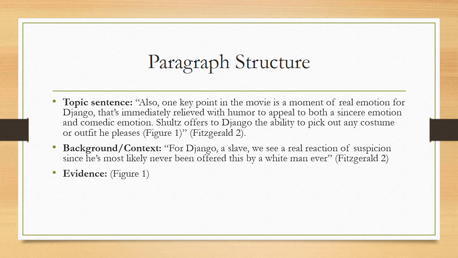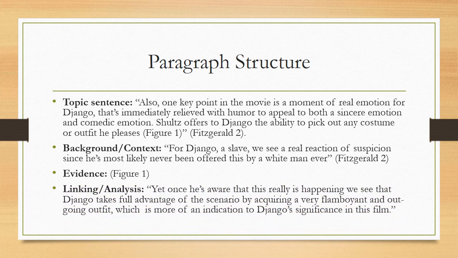So here's what we call the linking sentence or the analysis. You should usually have a few sentences to do this, more than one, but the student does it really well in this one particular sentence I'm going to quote here. "Yet once he's aware that this really is happening, we see that Django takes full advantage of the scenario by acquiring a very flamboyant and outgoing outfit, which is more of an indication to Django's significance in this film."